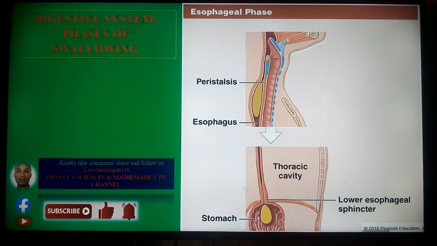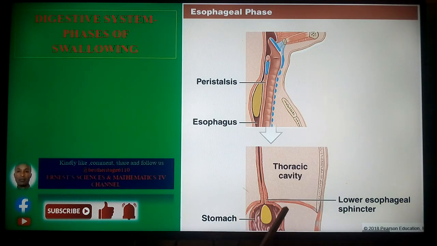This is going to entail muscle contraction, which leads to a process of peristalsis. This is a propulsive movement of food along the esophagus into the stomach.